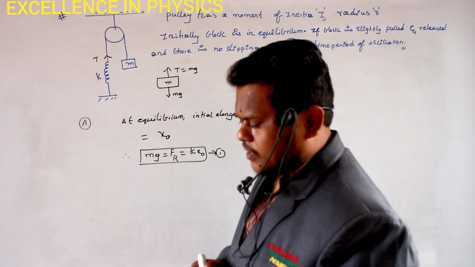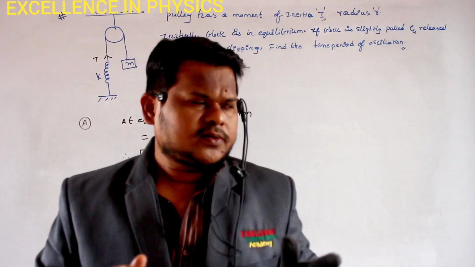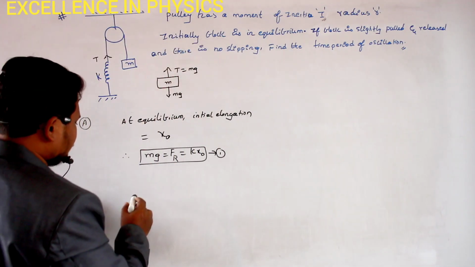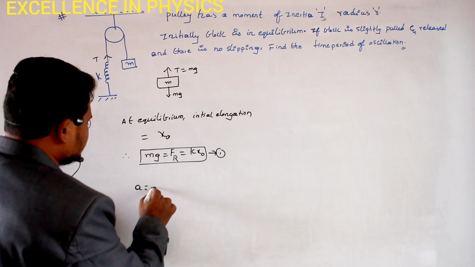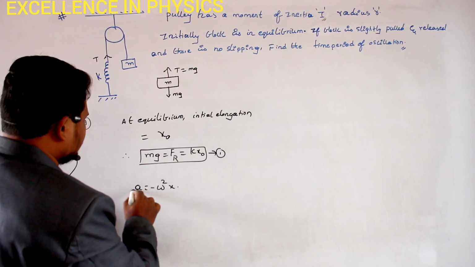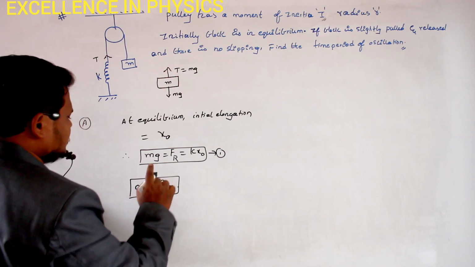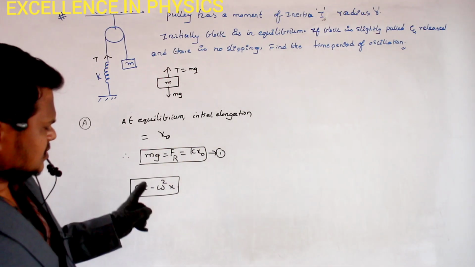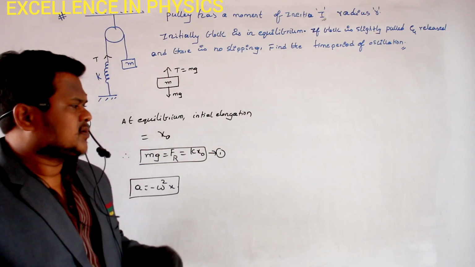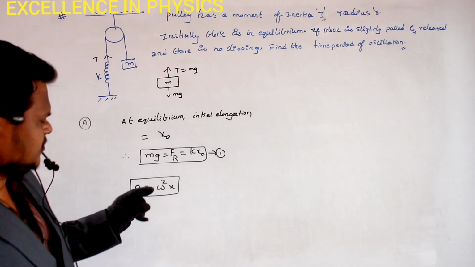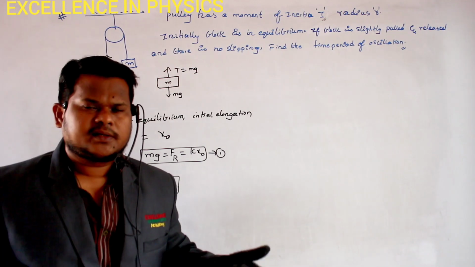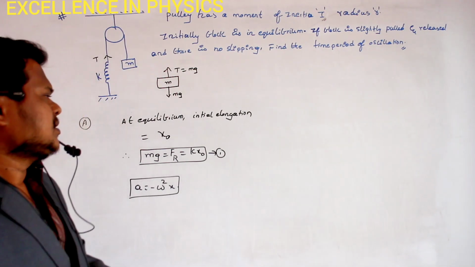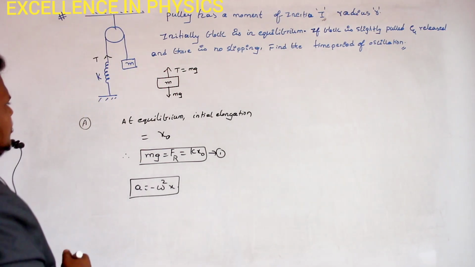So therefore what I will try to do is calculate this equation totally, and I will try to get an equation in the form a is equal to minus omega square into x. Clear, ma? Then I will compare the obtained equation with this relation, and then I can calculate the omega value. Once I calculate the omega value, very easily I can calculate the time period, because we know T is equal to 2 pi divided by omega. Clear, ma?